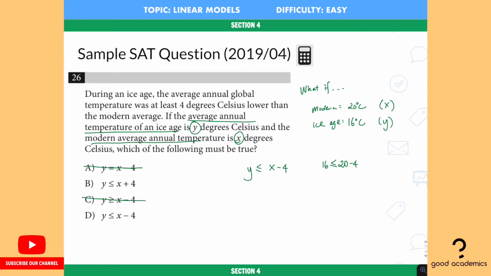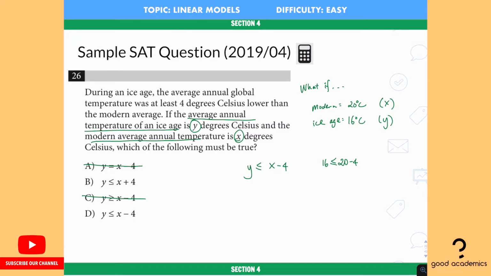Now, if you say, okay, I got this inequality, but I'm not sure, what do I do? My suggestion is to come up with one or two numbers. Let's just say your X is 15 degrees Celsius. The modern average temperature is 15 degrees Celsius. You can come up with any number; 15 just happened to be in my head. Let's put in 15 for X. What is our Y value? We calculate it and we say Y is less than or equal to 11.